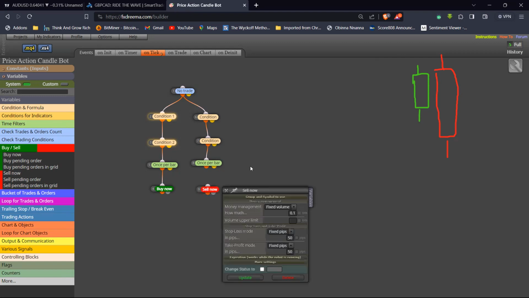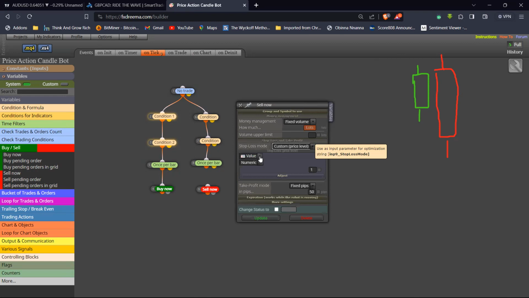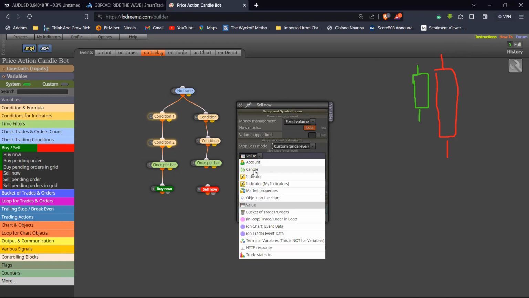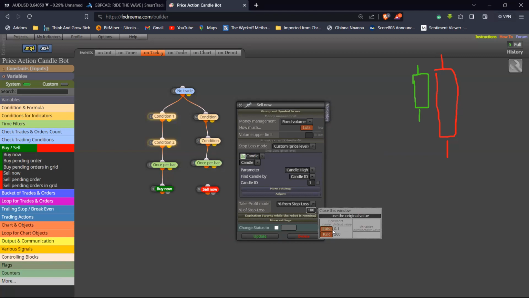Now if this is met, for our sell we want to use our lot size, but instead of using a fixed pip, we're going to use a custom price level. So in this case, our stop loss would be candle ID1 high. So this will be the high of candle ID1. And then our take profit would be based on a percentage from our stop loss, which we plan to use 1:2. And then we click update.